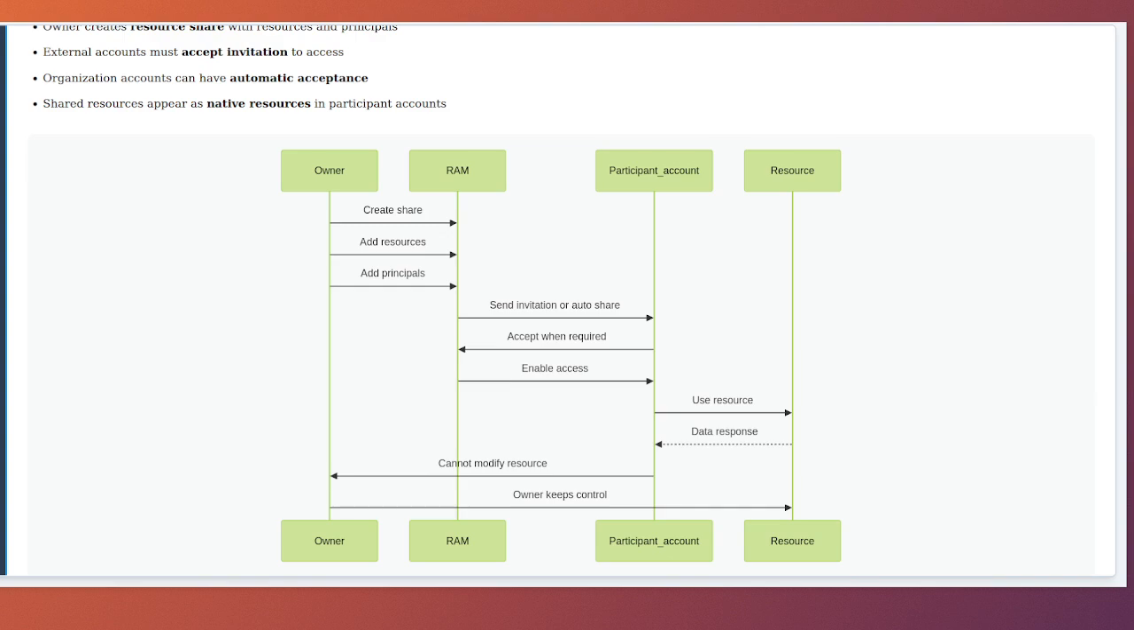However, if you are sharing with accounts outside your organization, or if you have not enabled automatic sharing within your organization, the recipient accounts must accept the resource share invitation. The invitation appears in the RAM console of the recipient account and must be explicitly accepted before the shared resources become available. After acceptance, the shared resources appear in the recipient account as if they were native resources in that account. For example, a shared subnet will appear in the VPC console and can be used to launch EC2 instances. However, the recipient cannot modify or delete the shared resource since that control remains with the owning account.